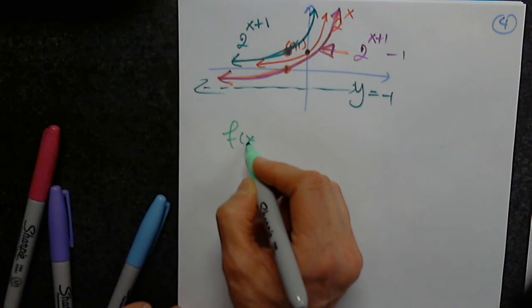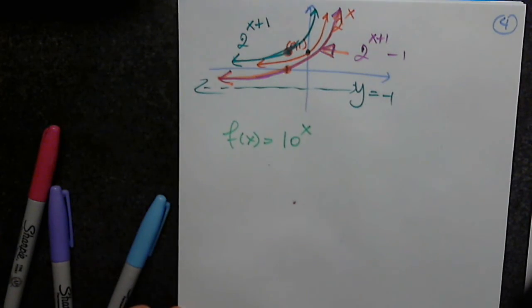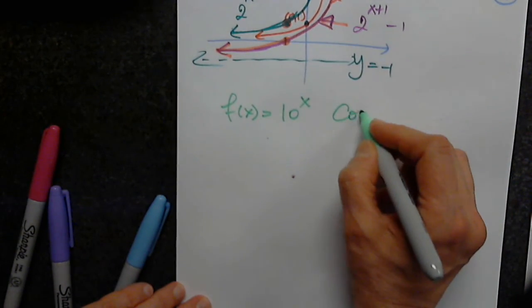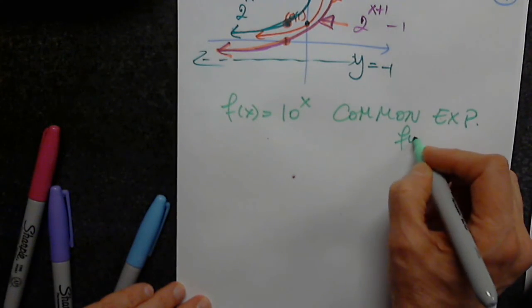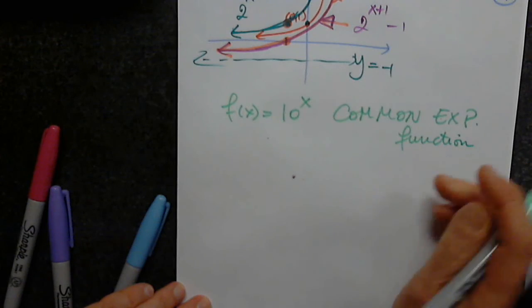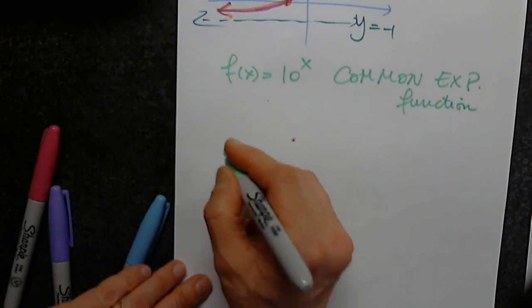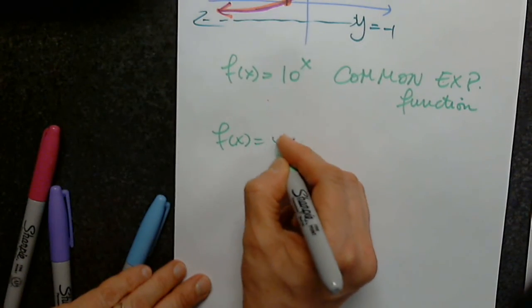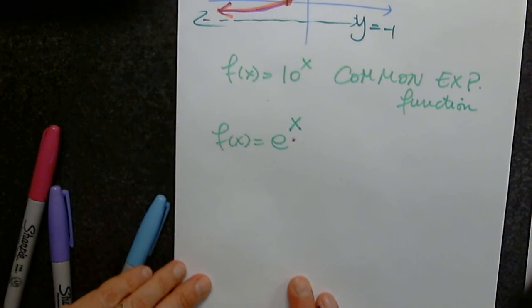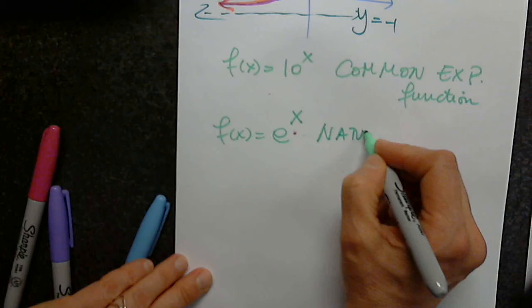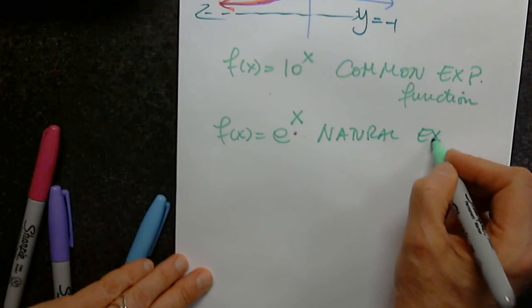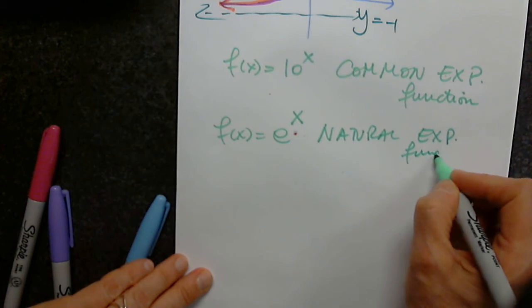So f of x equals 10 to the x has a special name, the common exponential function. And the other one, f of x equals e to the x, is called the natural exponential function.